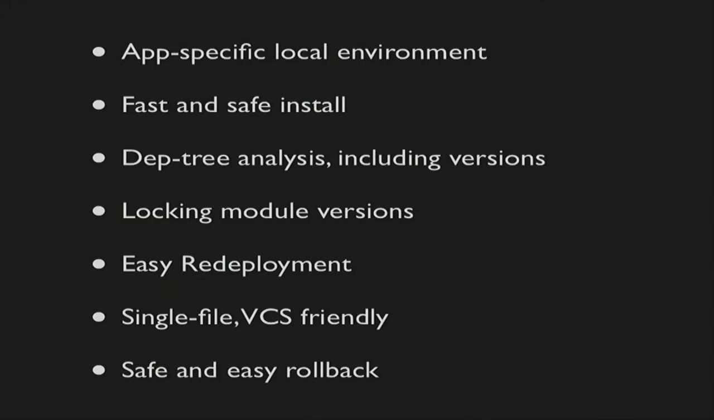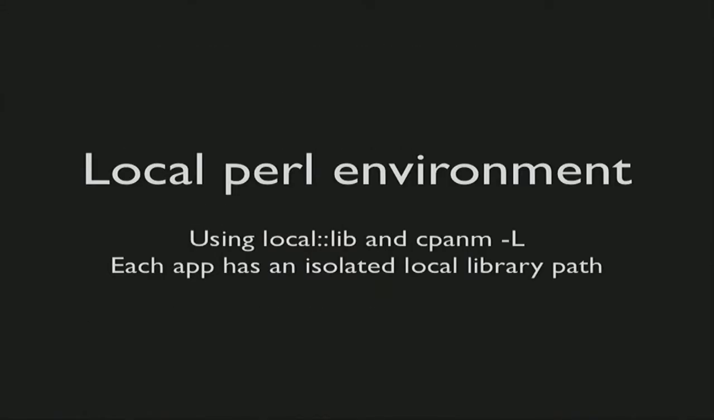So what does Carton do? It creates a local environment per application, and so it doesn't share modules with your system Perl. It's a safe, new, separate environment. And it does fast and safe install, all those things I'm going to talk about. Okay, so as I say, local Perl environment. It uses the local::lib module from CPAN. And cpanminus has this option called -L, which means local::lib self-contained.